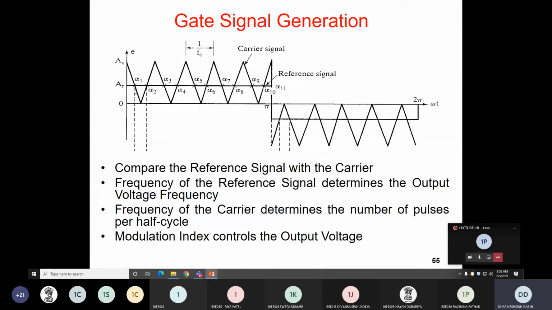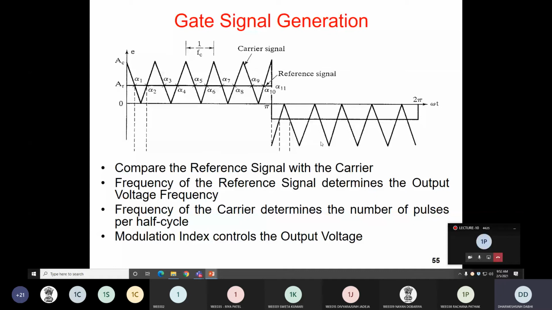Logic is saying when your reference signal, this square wave, is more than this triangular wave, at that time generate the gate pulse. So you can see that between these 2 points, alpha 1 to alpha 2, reference is greater than triangular, so generate the gate pulse here. Same way between alpha 3 to alpha 4, alpha 5 to alpha 6, alpha 7 to alpha 8, and alpha 9 to alpha 10. So 5 pulses you get at the output side. Same way 5 pulses you get at the negative side also.